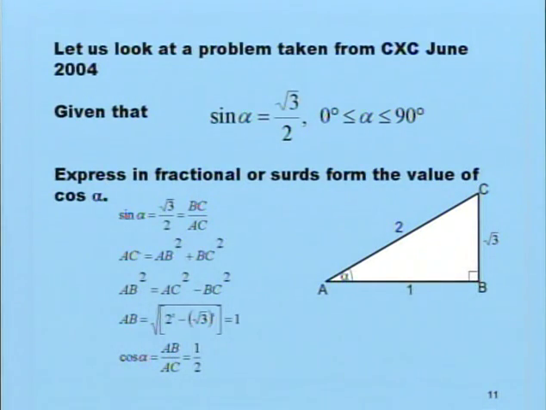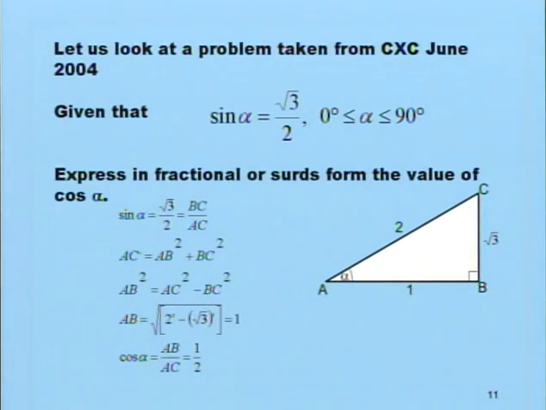Let us look at a problem taken from CXC June 2004. Given that sine alpha is equal to root 3 over 2, given that alpha is between 0 and 90, express in fractional or surd forms the value of cosine alpha. So we draw up a right angle triangle, put at A the alpha, sine is opposite over hypotenuse.